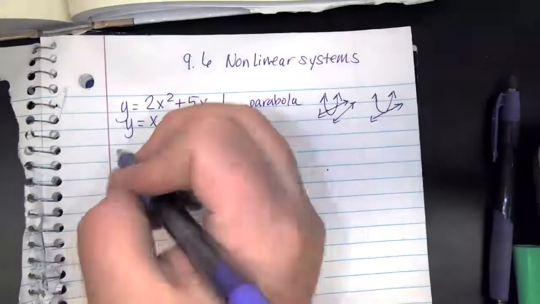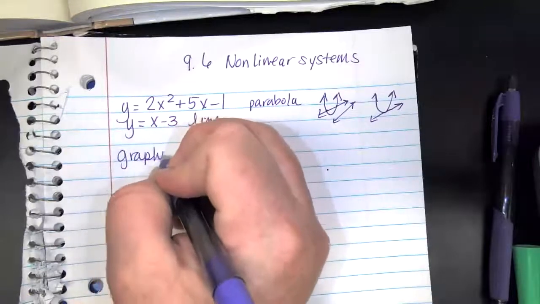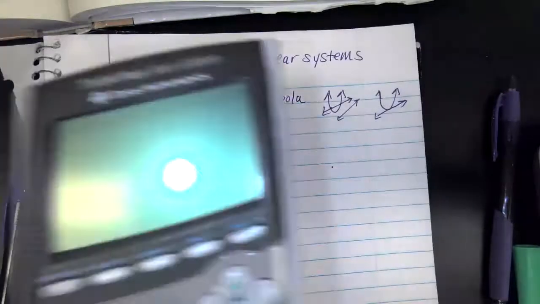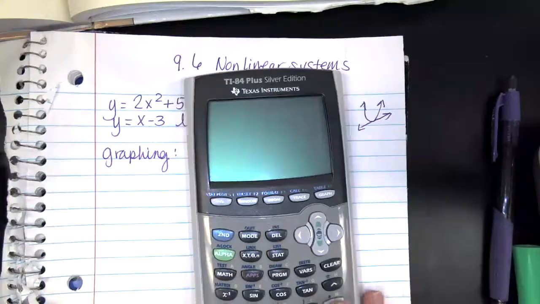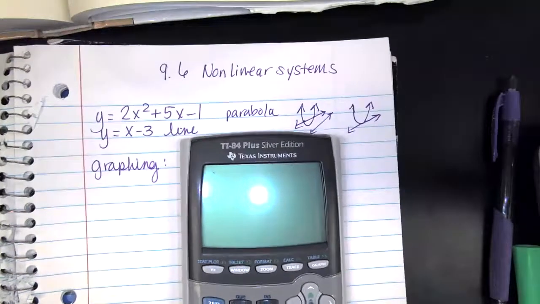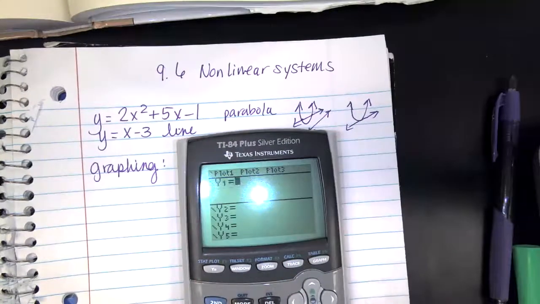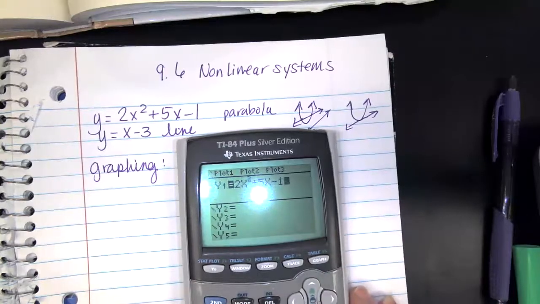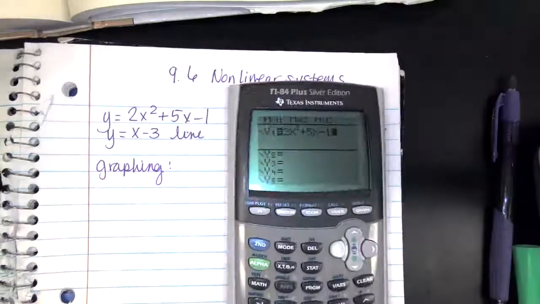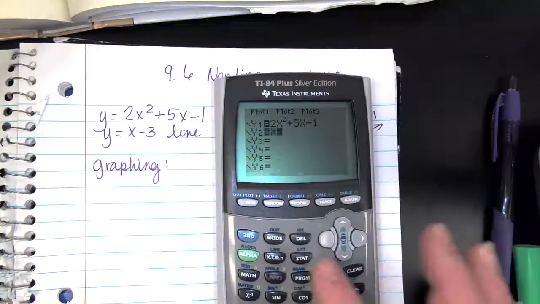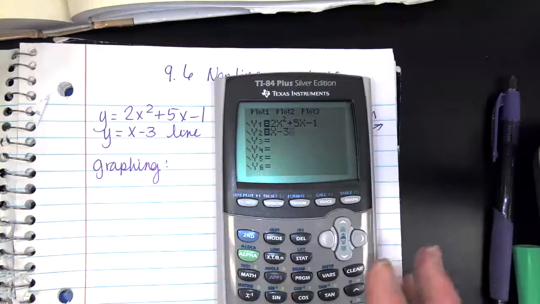So one of the first ways they tell you about doing this is by graphing. What I don't want to do is graph by hand, because there are too many what ifs. So I'm going to use my handy dandy graphing calculator to see if I can estimate. You would go under y equals, put your first equation in, that's your parabola, and your second equation is going to be your line.